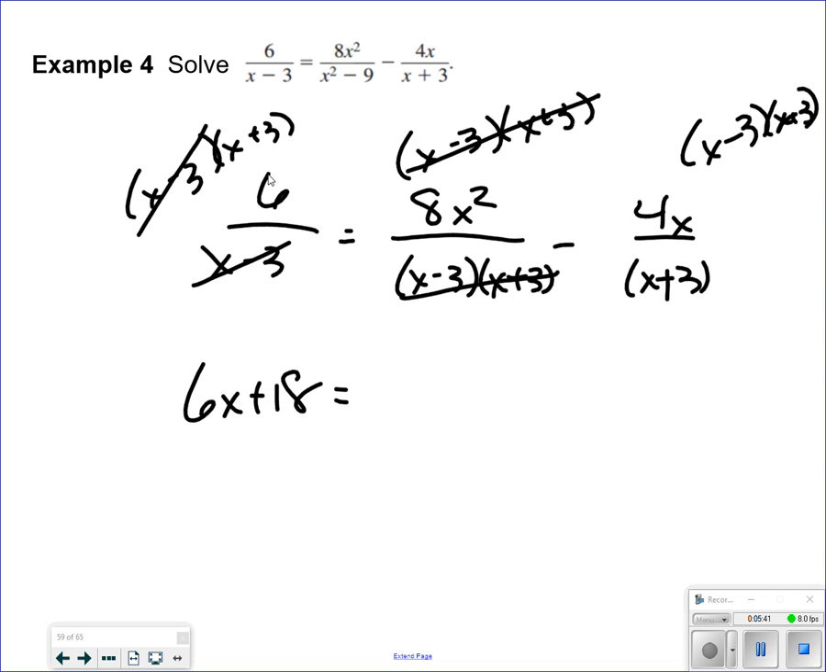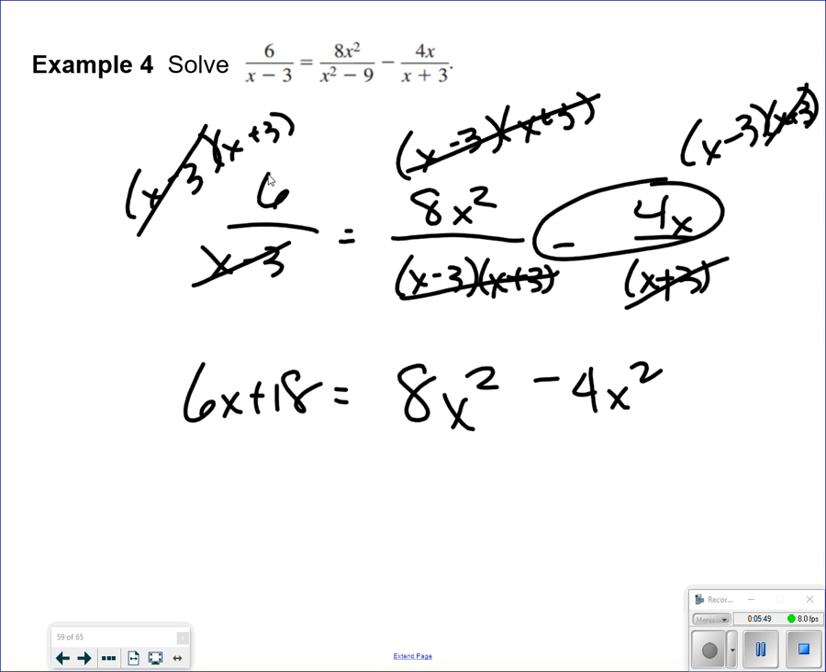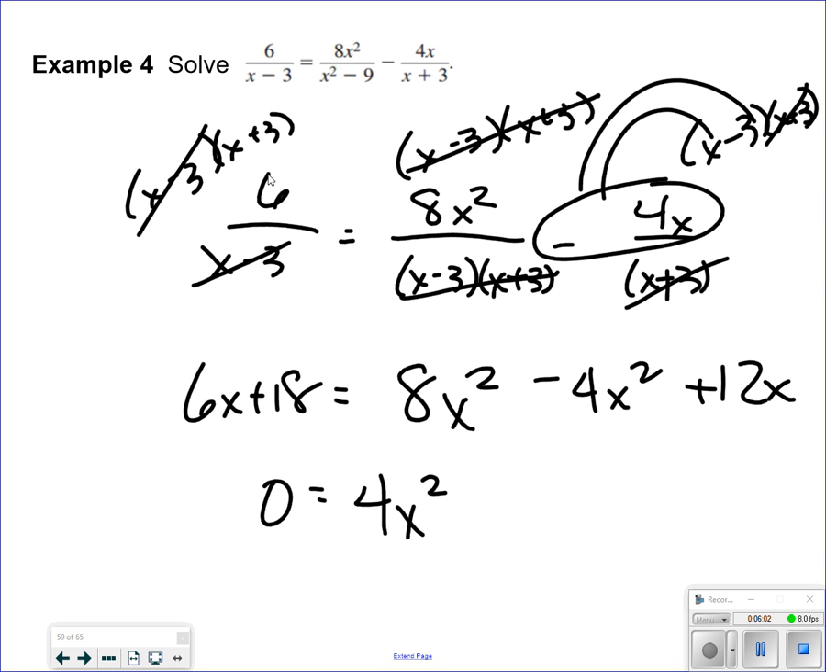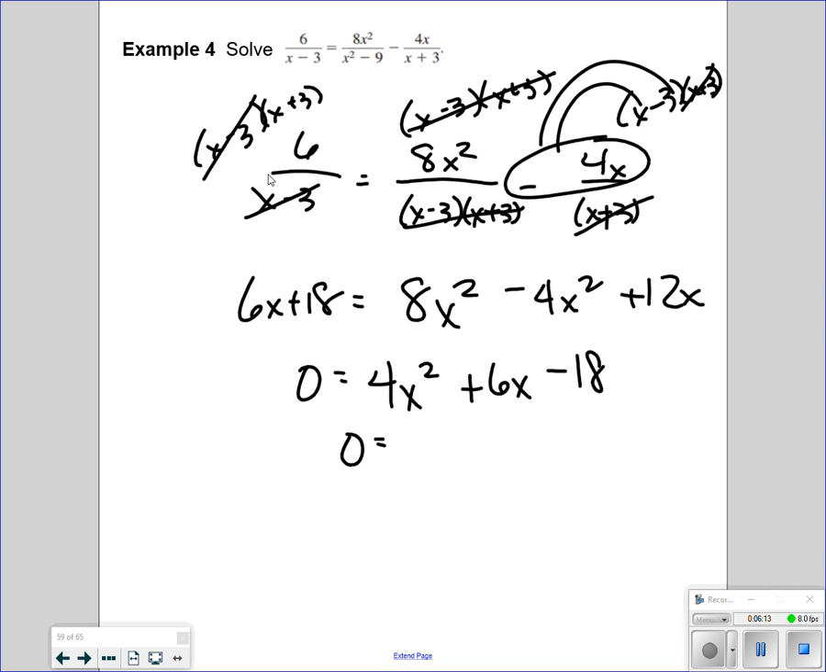The whole thing cancels, so I'm just left with 8x squared. x plus 3 cancels. Don't forget that's negative. So negative 4x squared plus 12x. Now, I see an x squared in the question, so I need to get everything on one side and combine all the like terms. So 8x squared minus 4x squared would be 4x squared. Subtract 6x and subtract 18. Now, there is a GCF here. So when I go to factor this, I can actually make the numbers a little bit smaller. So 2x squared plus 3x minus 9.